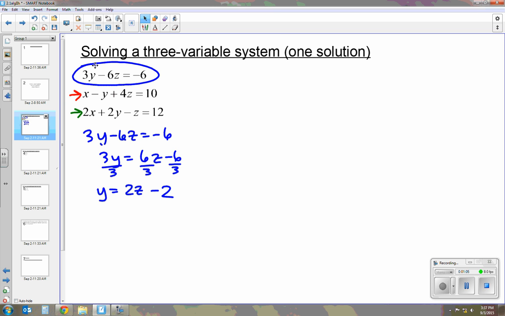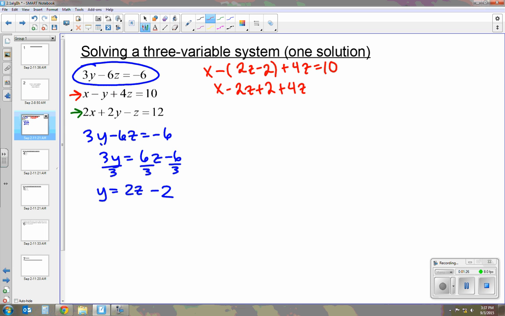Okay, so let's do the second one. So we're going to have x minus, and our y is 2z minus 2. Make sure you put this in parentheses so you distribute correctly. Plus 4z equals 10. Now we're going to distribute and simplify. So we have x plus 2z. And we're going to subtract the 2. And we get x plus 2z equals 8. And we're going to stop right there.